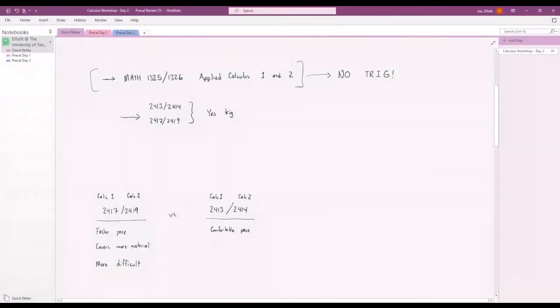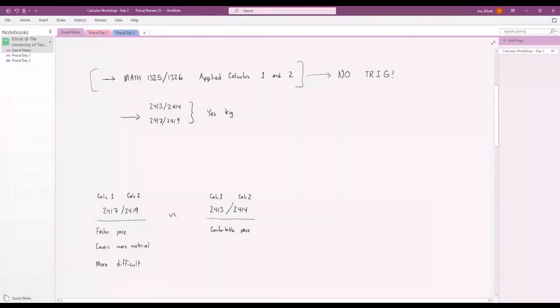As opposed to 2413, 2414. Yeah, that's a little bit, yeah. You can maybe think of 2413, 2417 as being more analogous to AB calculus, and then 2419, 2414 is maybe more like a BC calculus, if we're relating it to the AP calculus. Okay.